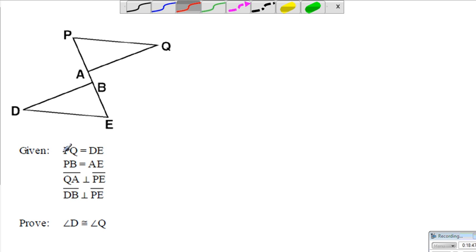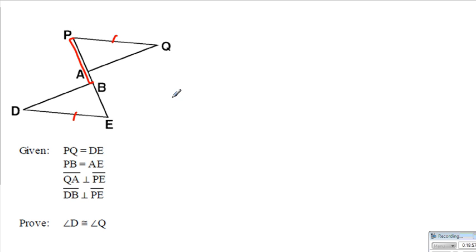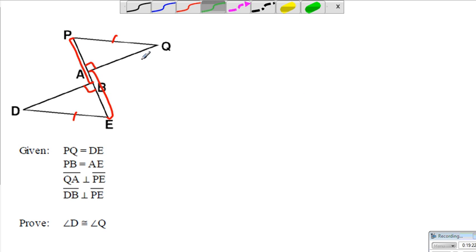So here we have PQ is congruent to DE. PB, which is this whole side, is congruent to AE, which is the other whole side. It's the overlapping portion. Now QA is perpendicular to PE, which gives us a right angle. So is this one by the fourth condition. Now, what we want to prove is that angle D is congruent to angle Q.